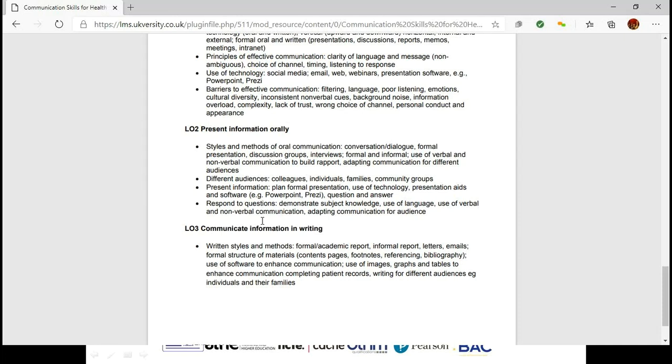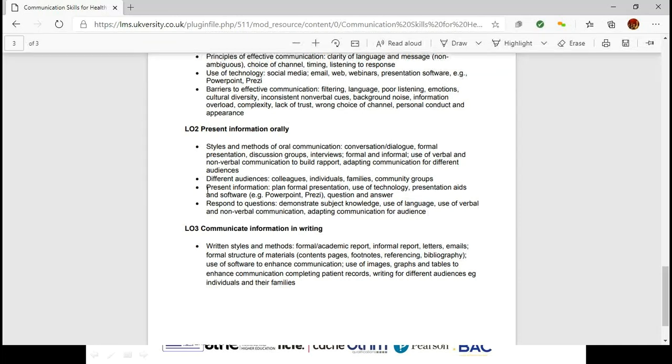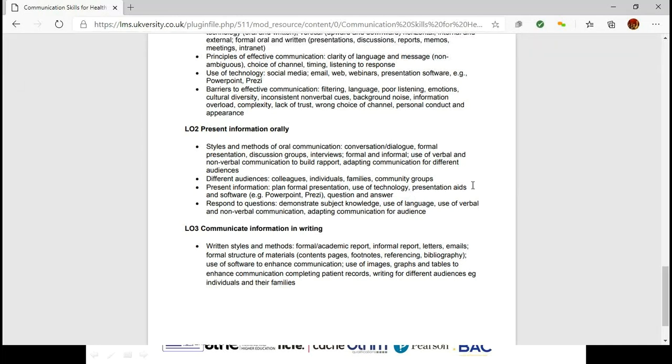Then we've got different audiences, which is your colleagues, individuals, families, community groups. That was 2.2, how you communicate with different audiences. You've got presenting information, like doing a formal presentation. You're using a PowerPoint presentation in Learning Outcome 1 to answer 2M1. You're making your presentation aid, where you're making that presentation, and so on.